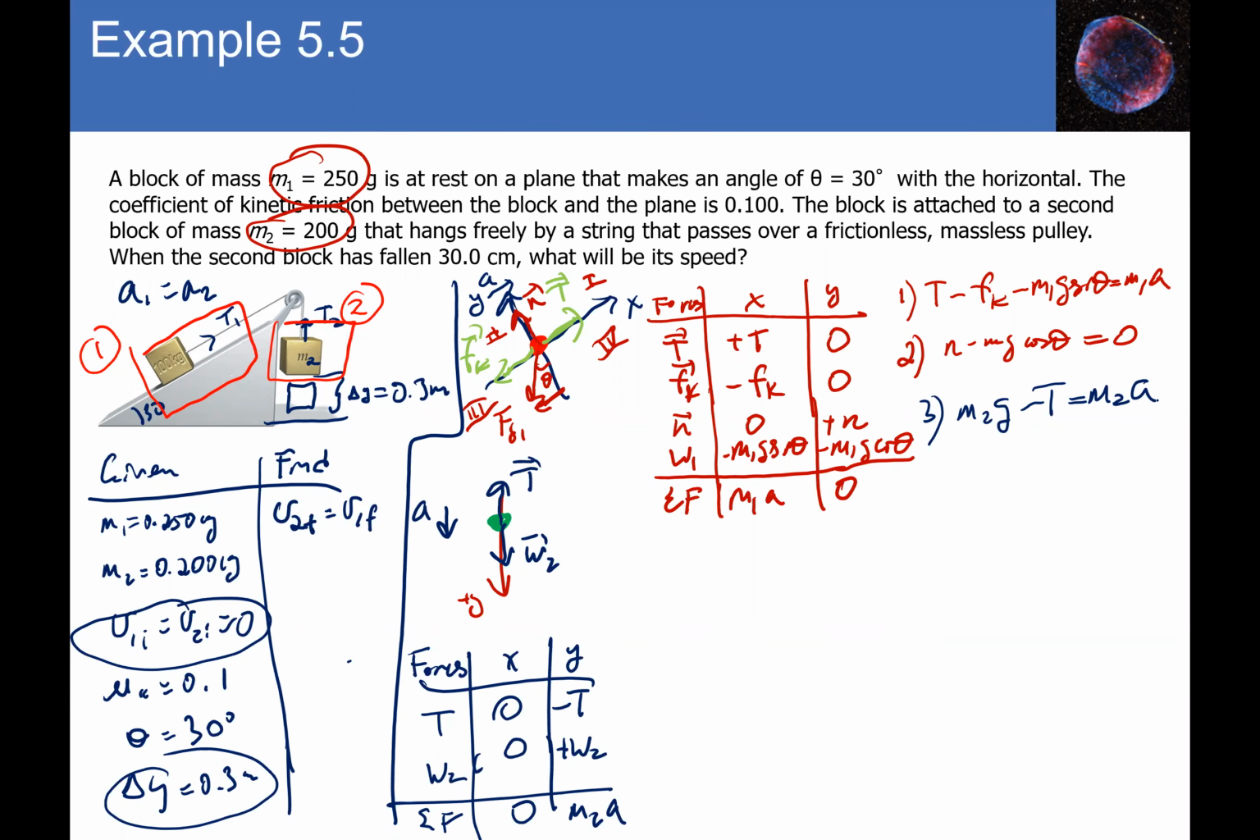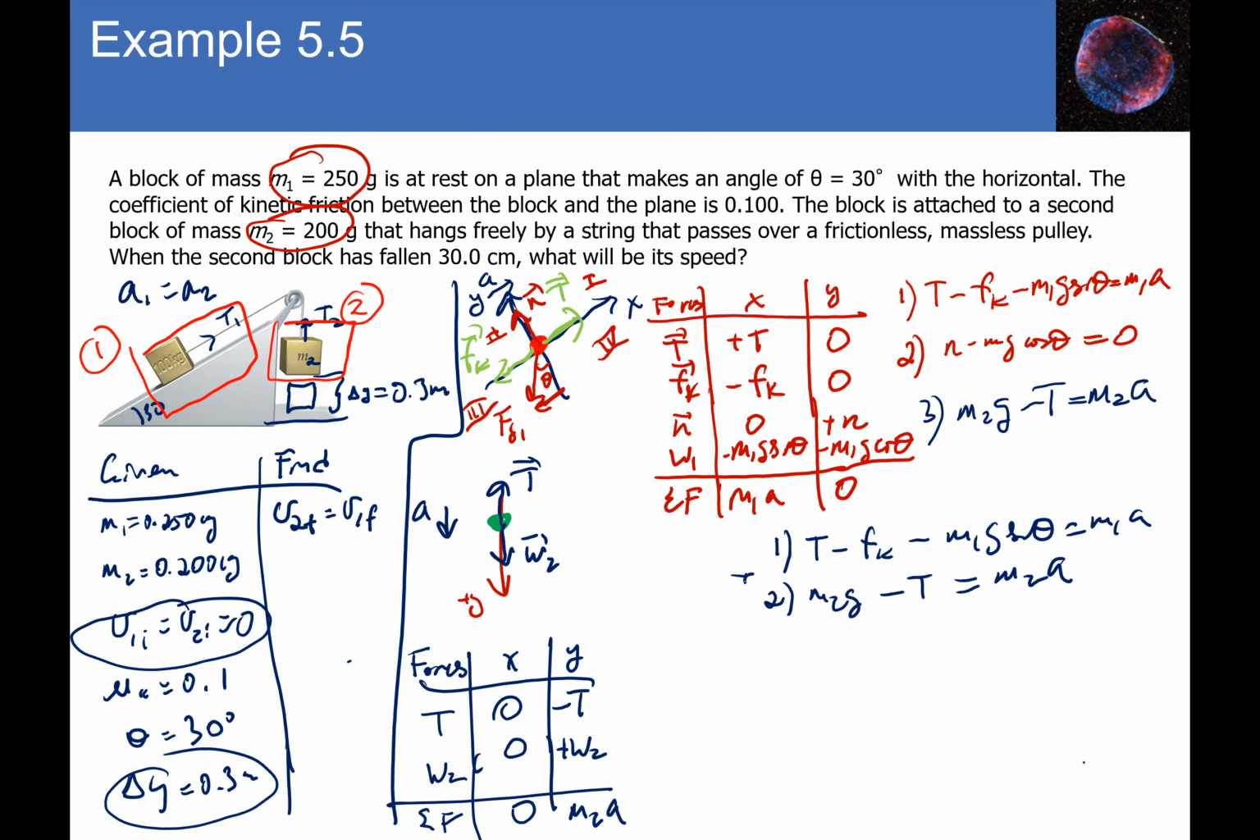Okay then, what I need to do here is find acceleration. Remember, I need to find acceleration, and I use the equations where there's acceleration. It's 1 and 3. So I put it here, so it's 1: T minus f_k minus m1g sine of theta equals m1a. And equation 2, m2g minus T equals m2a.